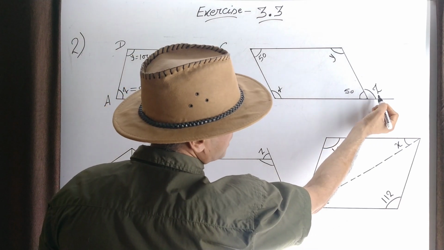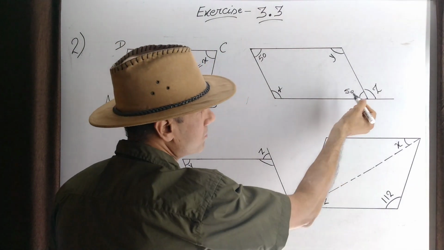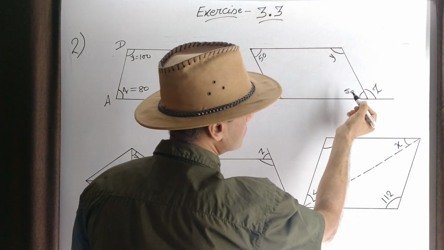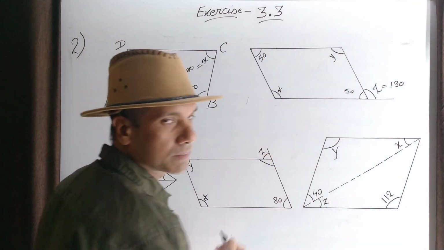This angle is 50 degrees, opposite to it, this will be 50 degrees. This angle plus angle z makes a linear pair and both add up to 180 degrees. So angle z will be equal to 180 minus 50, that is 130 degrees.